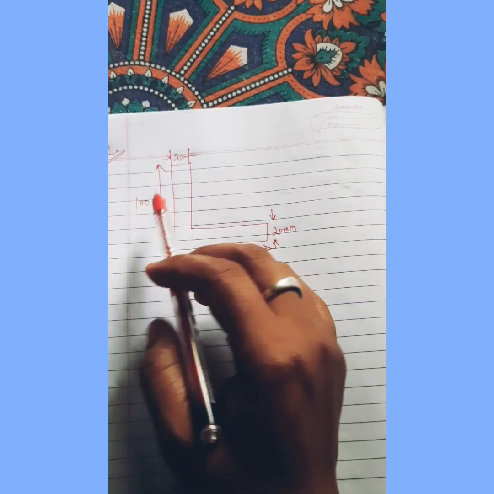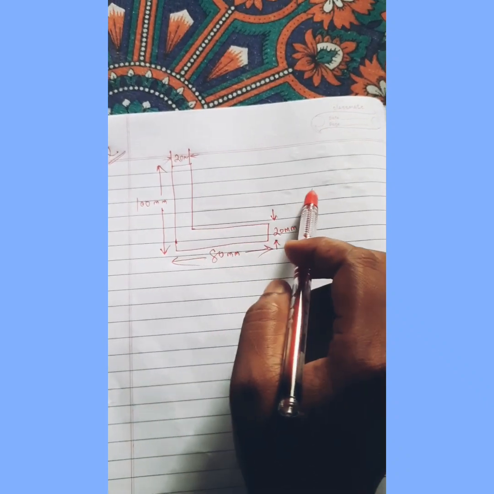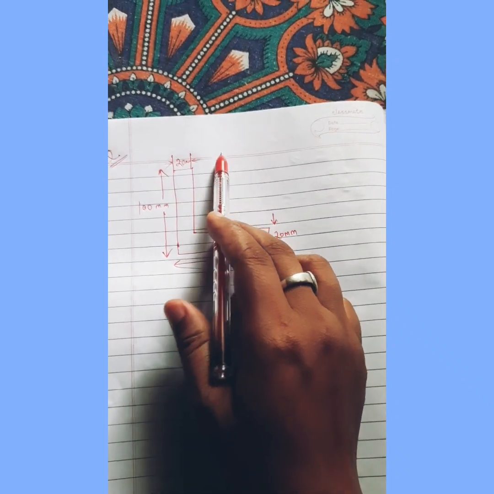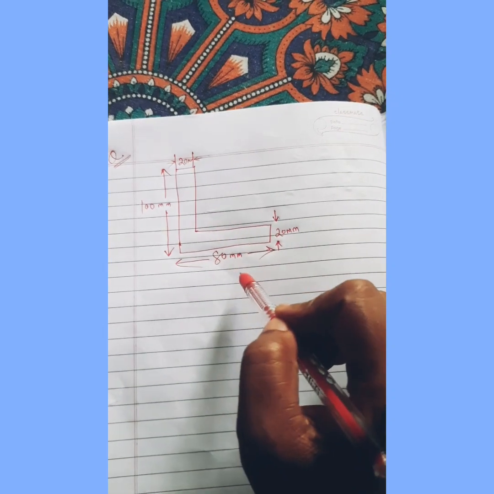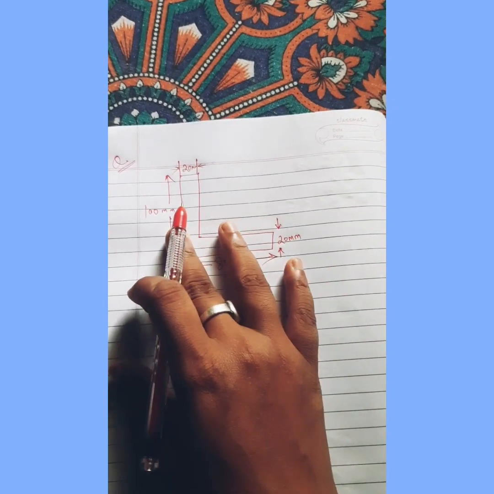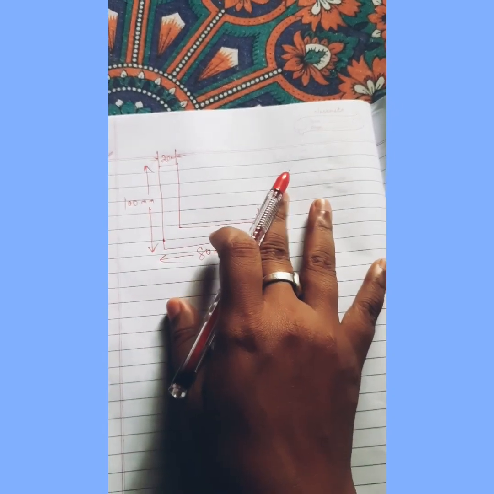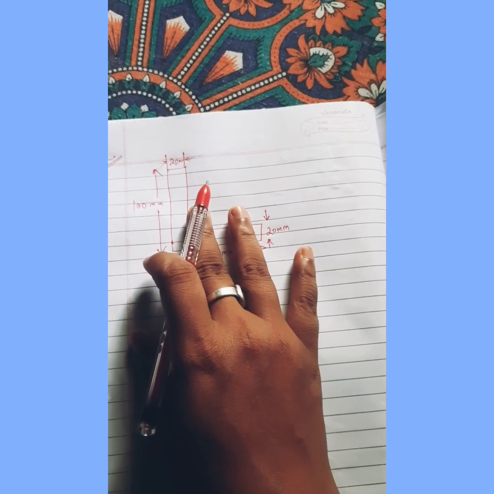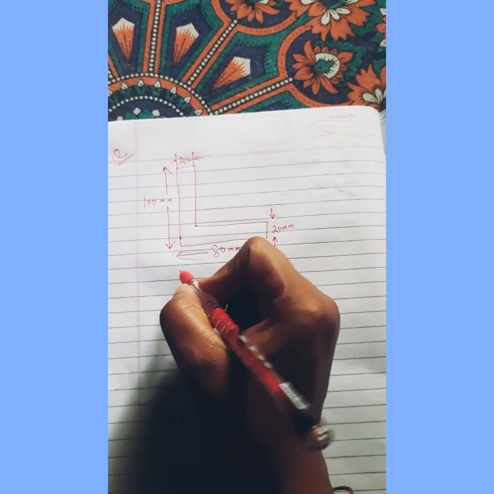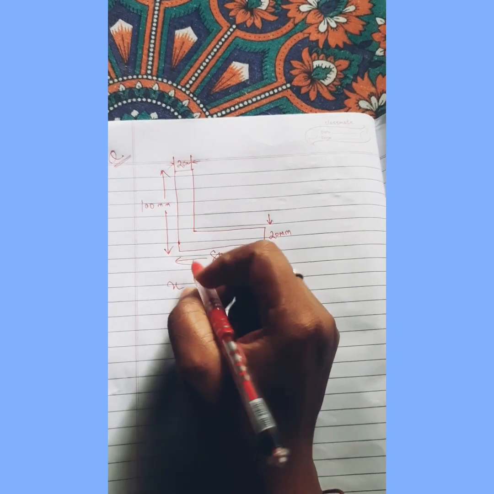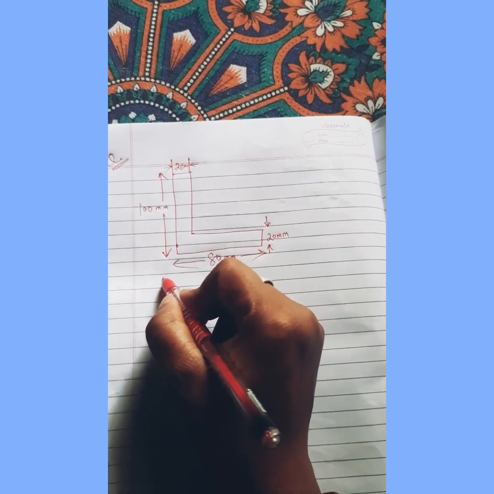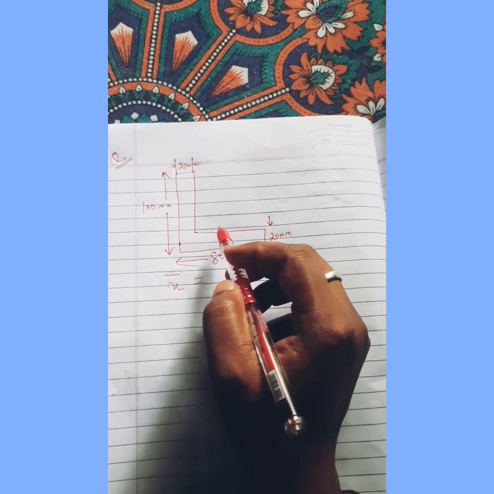You can see if we cut it by the x-axis, it is not symmetrical. Similarly, if we cut it by the y-axis, then also it is not symmetrical. So in this case, we don't know where the center of gravity will lie. So we have to find out both the x coordinate and y coordinate. First, the x coordinate.